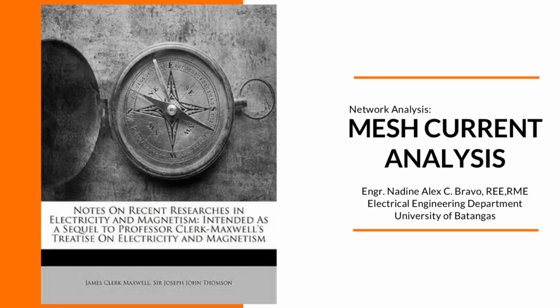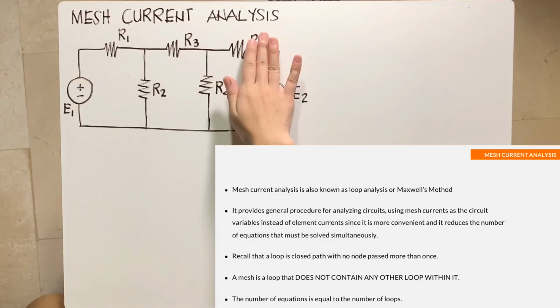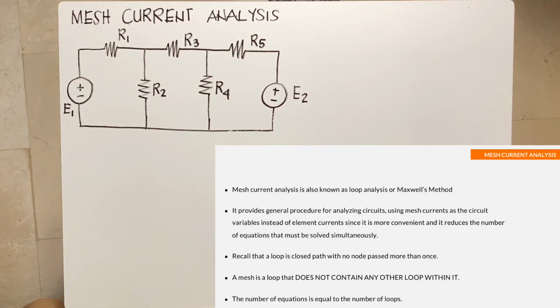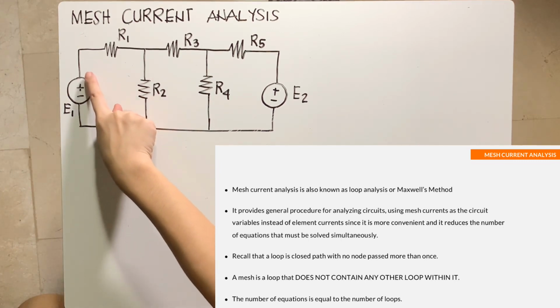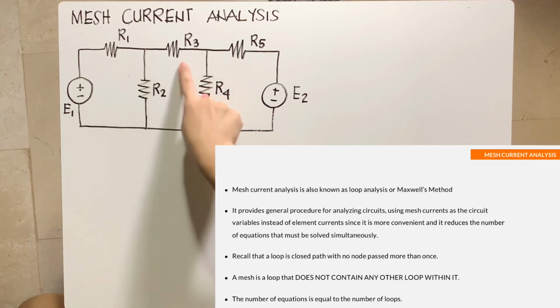Welcome to another method in solving for networks or electrical networks, and we call this mesh current analysis. So this mesh current analysis is also known as loop analysis or Maxwell's method. This gives us a general procedure of analyzing circuits using mesh currents instead of branch currents. So in Kirchhoff's, ang pinagbabatayan natin pag nagsosolve tayo ay yung kuryenteng dumadaan dun sa branches, right?